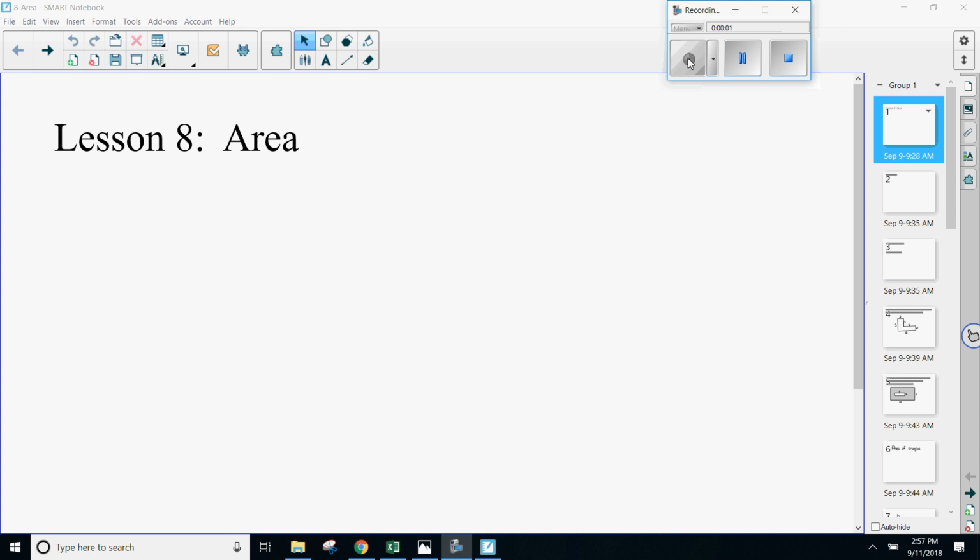Listen, hey, what is area? Bryce, what's area? Could be length times width. Is it always length times width? No. How would you define area?